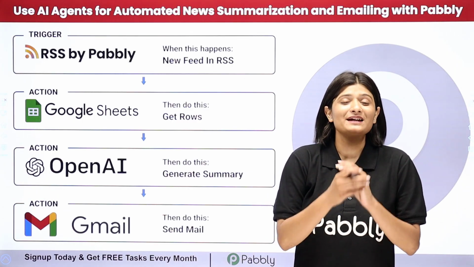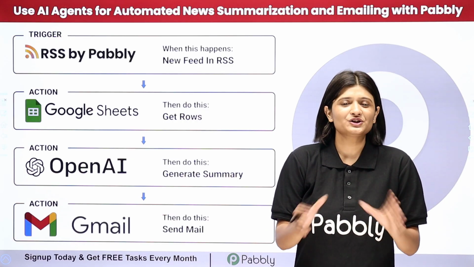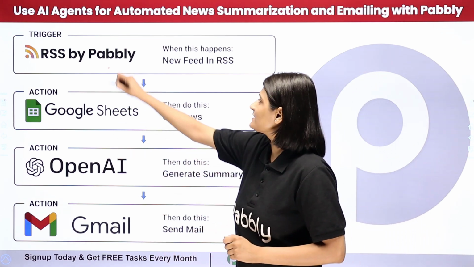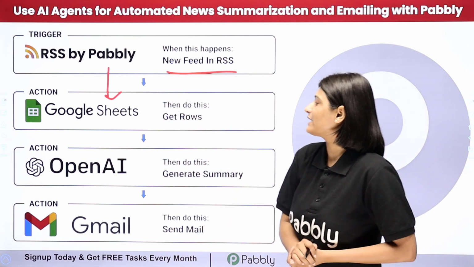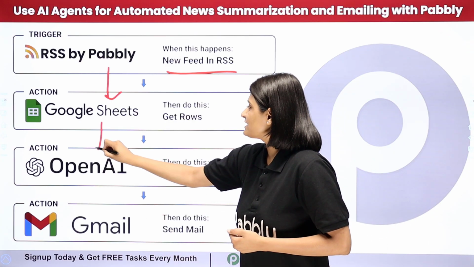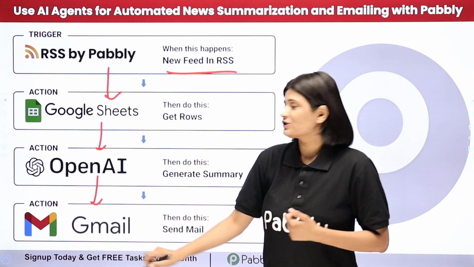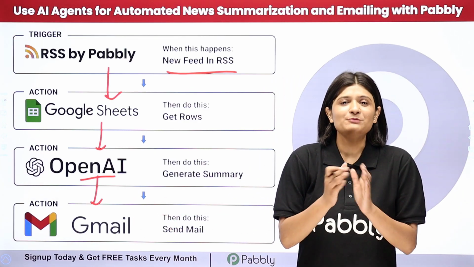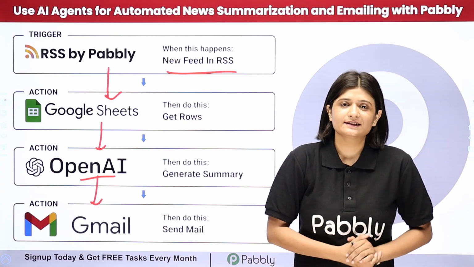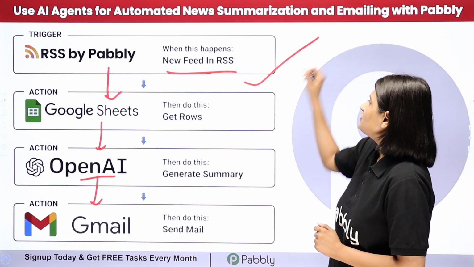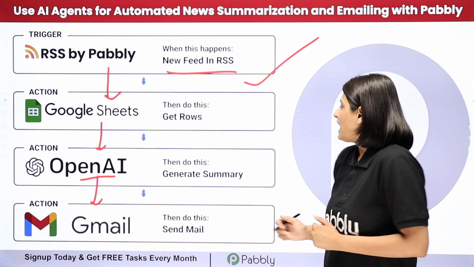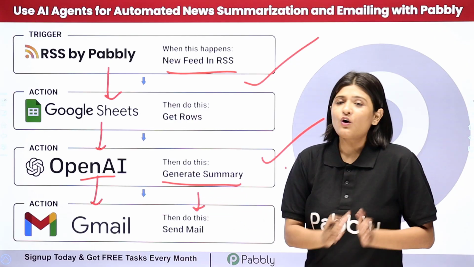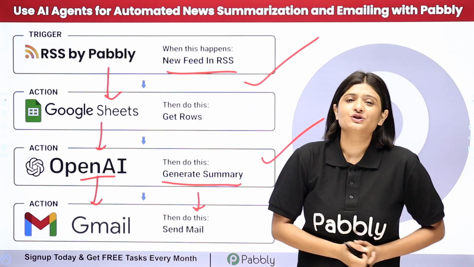Pabbly Connect is an amazing automation and integration software which requires no coding or programming skills. Here I just need to build a connection between RSS by Pabbly, with the help of which I'm going to get the new news feed, then Google Sheets, OpenAI. Here I'm going to use my AI agent as OpenAI, and then Gmail, with the help of which I'm going to send these mails. With the help of Pabbly Connect, I'm going to build the connection in such a way that whenever I receive a new news feed in my RSS by Pabbly, I'm going to generate the summary with the help of OpenAI, and then I'm going to send the mail to all my subscribers which I have received in my Google Sheets response.